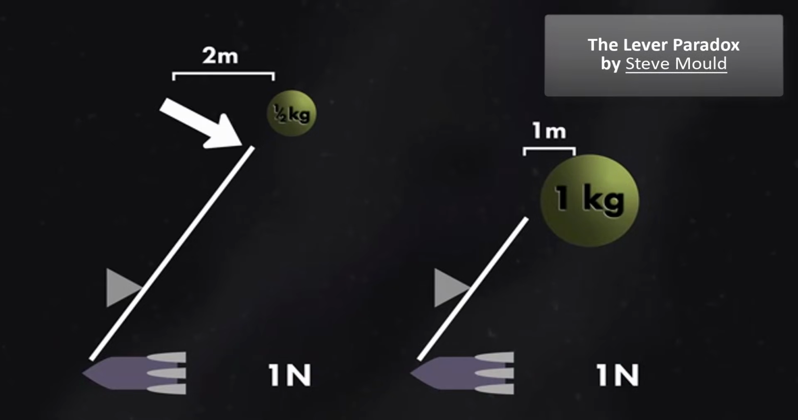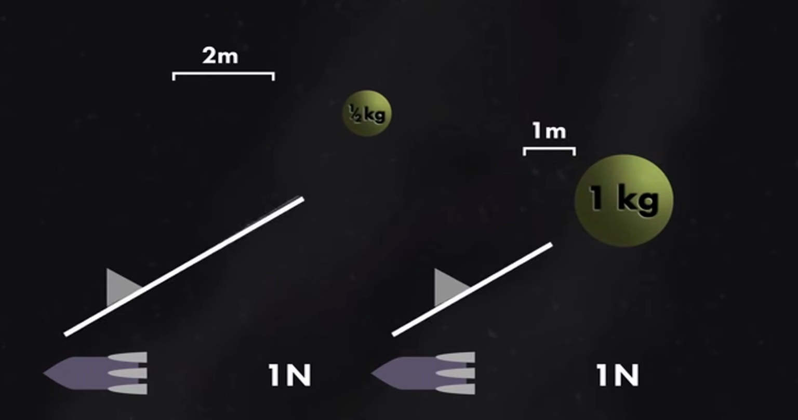Now this end of this lever is traveling twice as fast as this end of this lever because it's twice as far from the pivot.